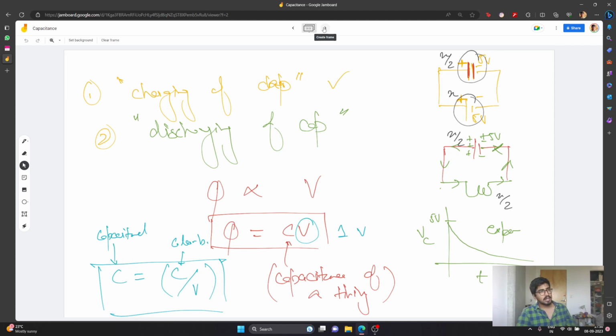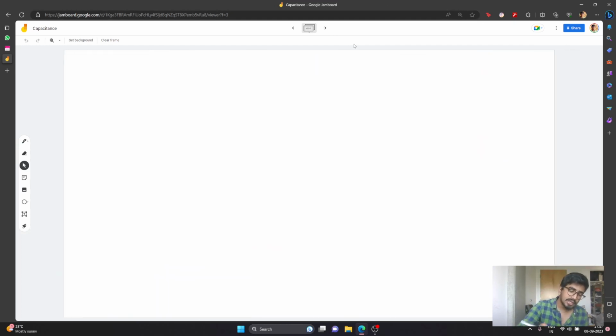Okay, now we can start to think about this a little bit more. So let's get into that. The first thing that we want to discuss is how much energy we are storing. So we said that energy is stored on a capacitor.